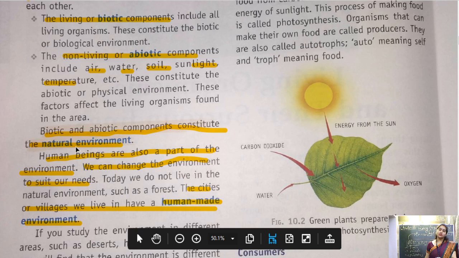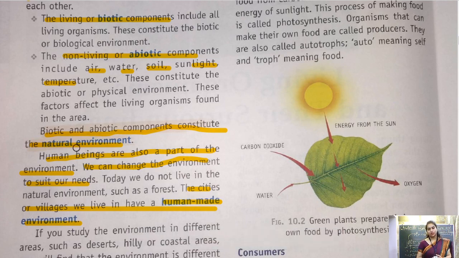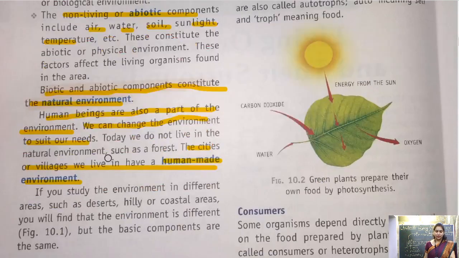So environment is of two types: natural environment and human-made environment. So natural environments are those environments that have occurred naturally. Like all the biotic components are naturally occurring, so it is a natural environment. Whereas the things that humans have made are called human-made environment. So that was about natural and human-made environment.